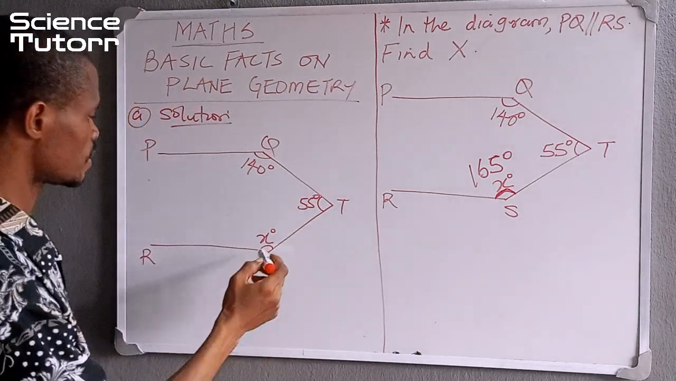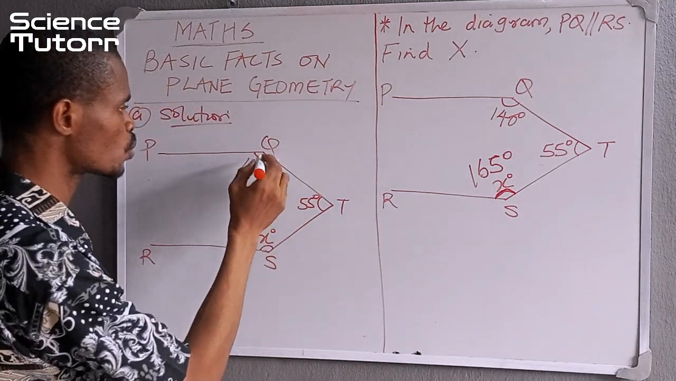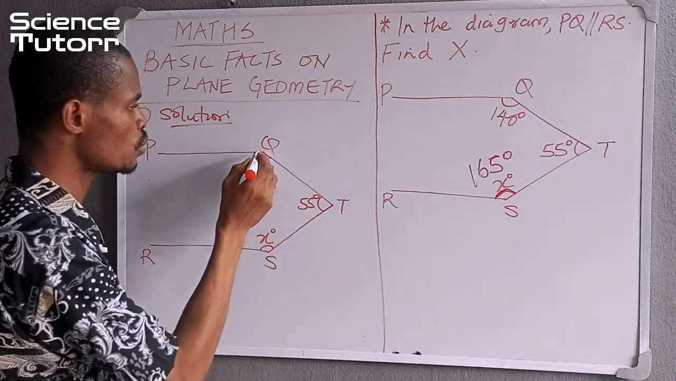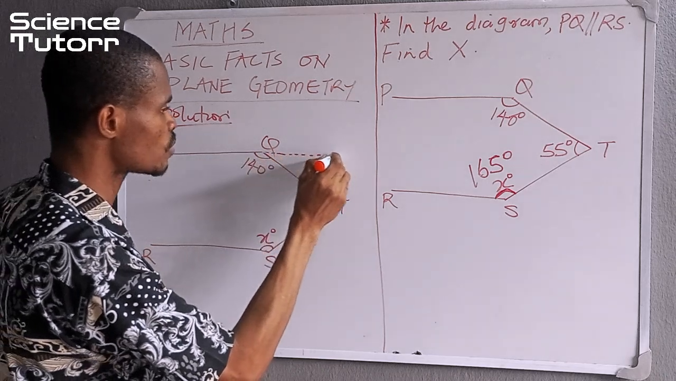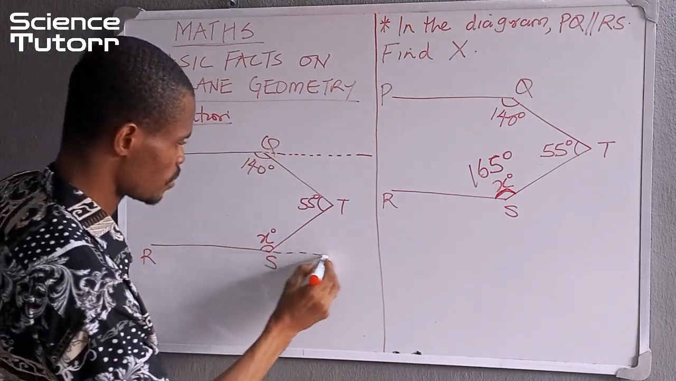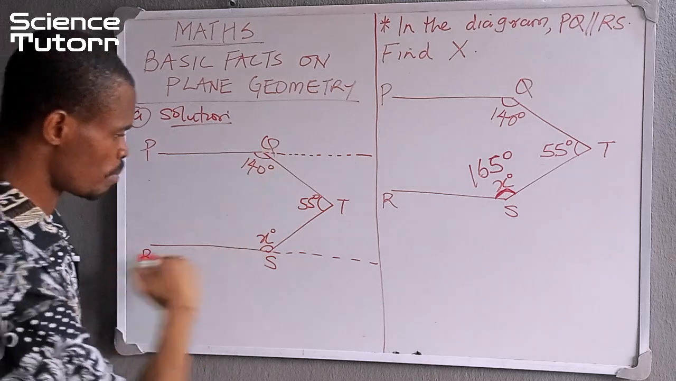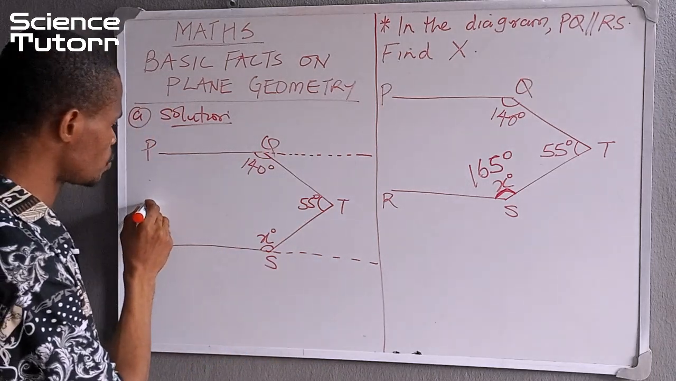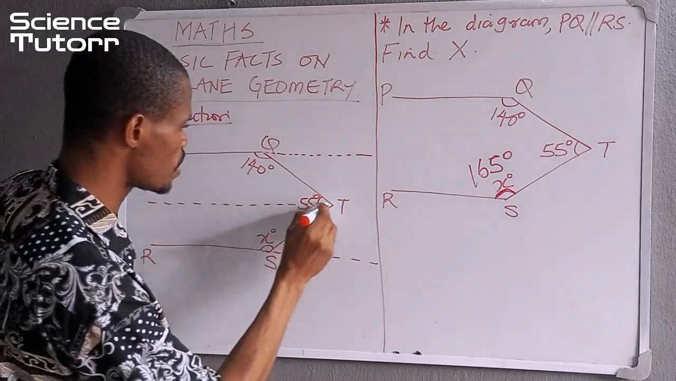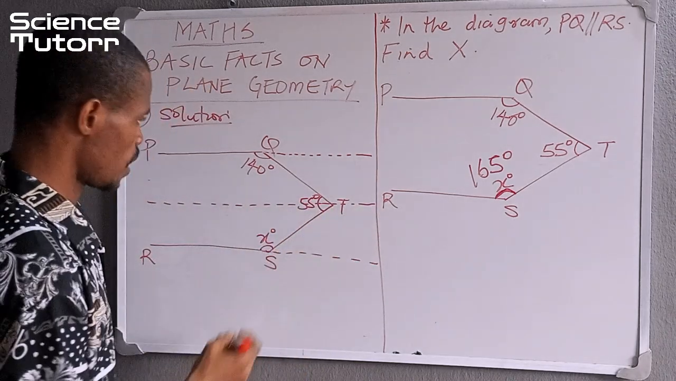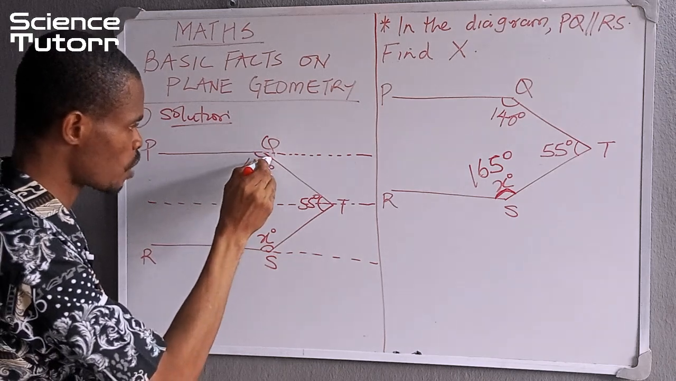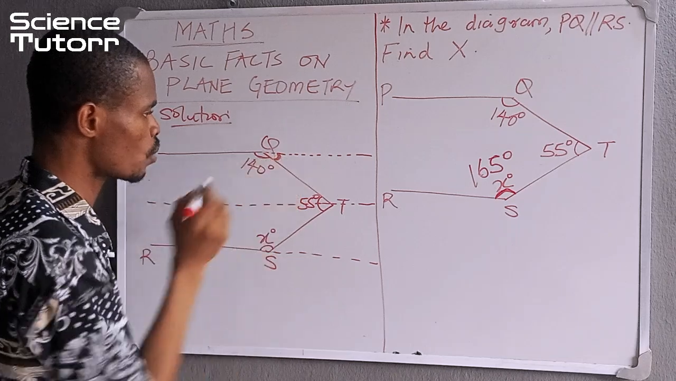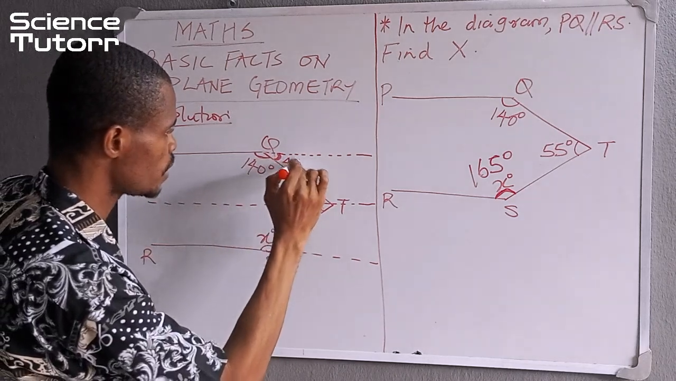So how do we find the unknown angle? I'm going to introduce construction lines. Since PQ and RS are parallel lines, I'm going to continue these lines straight away. I still want to create a central parallel line that cuts through the middle of angle T. At the end of the day, I have this as 140. This is a straight line, so that means this angle here will be 40 degrees.